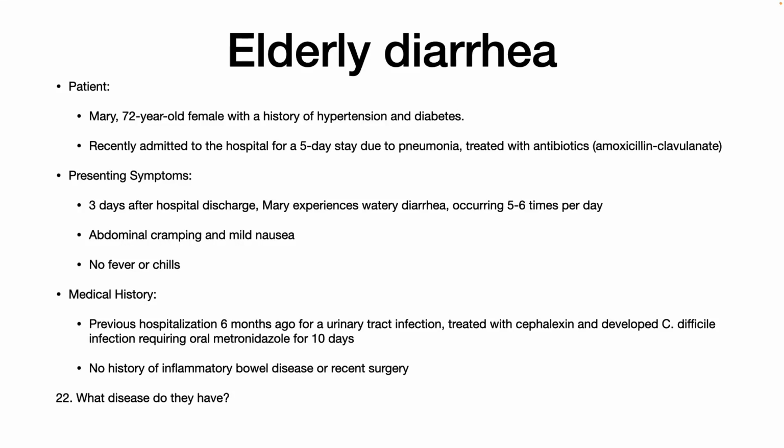Here is our next case study. You have a patient, Mary, a 72-year-old female with a history of hypertension and diabetes. Recently admitted to the hospital for a 5-day stay for pneumonia. She was treated with the antibiotics amoxicillin and clavulanate. Presenting symptoms: 3 days after hospital discharge, Mary experiences watery diarrhea occurring 5 to 6 times per day, abdominal cramping, and mild nausea, but there are no fevers or chills.